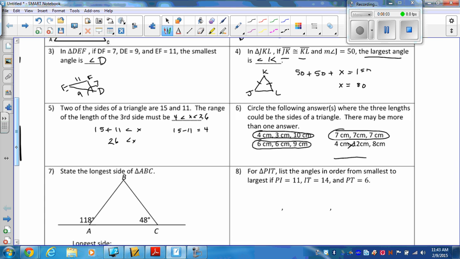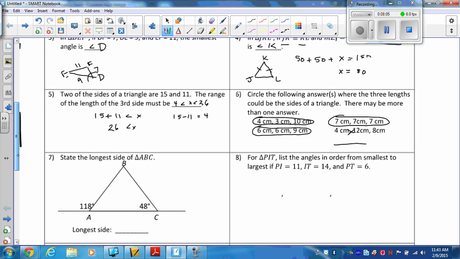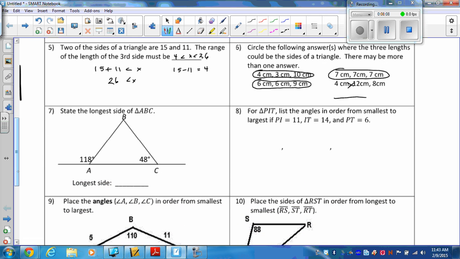Okay, number 7. Take the longest side of ABC. So if this is 48, then 180 minus 118 is 62. So using supplementary angles, this is 62 degrees. And now I can use all 3 to see what the other angle is.